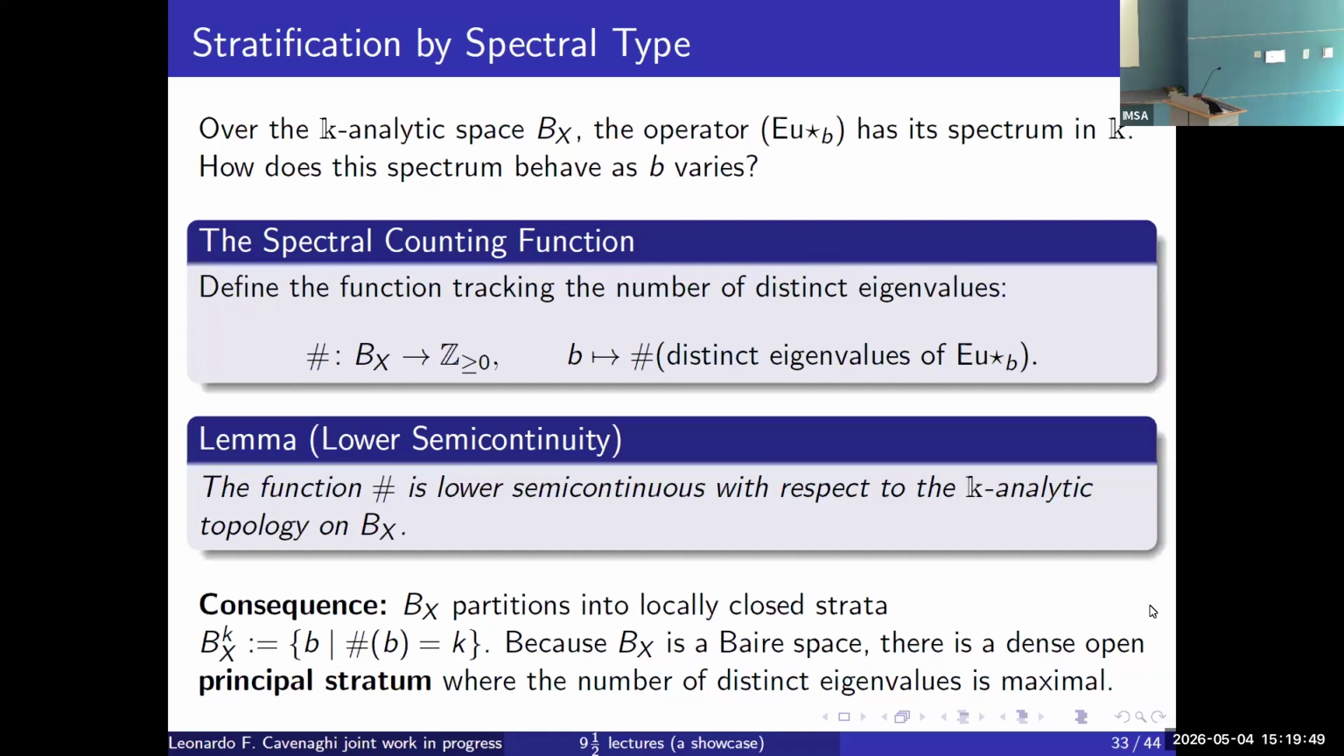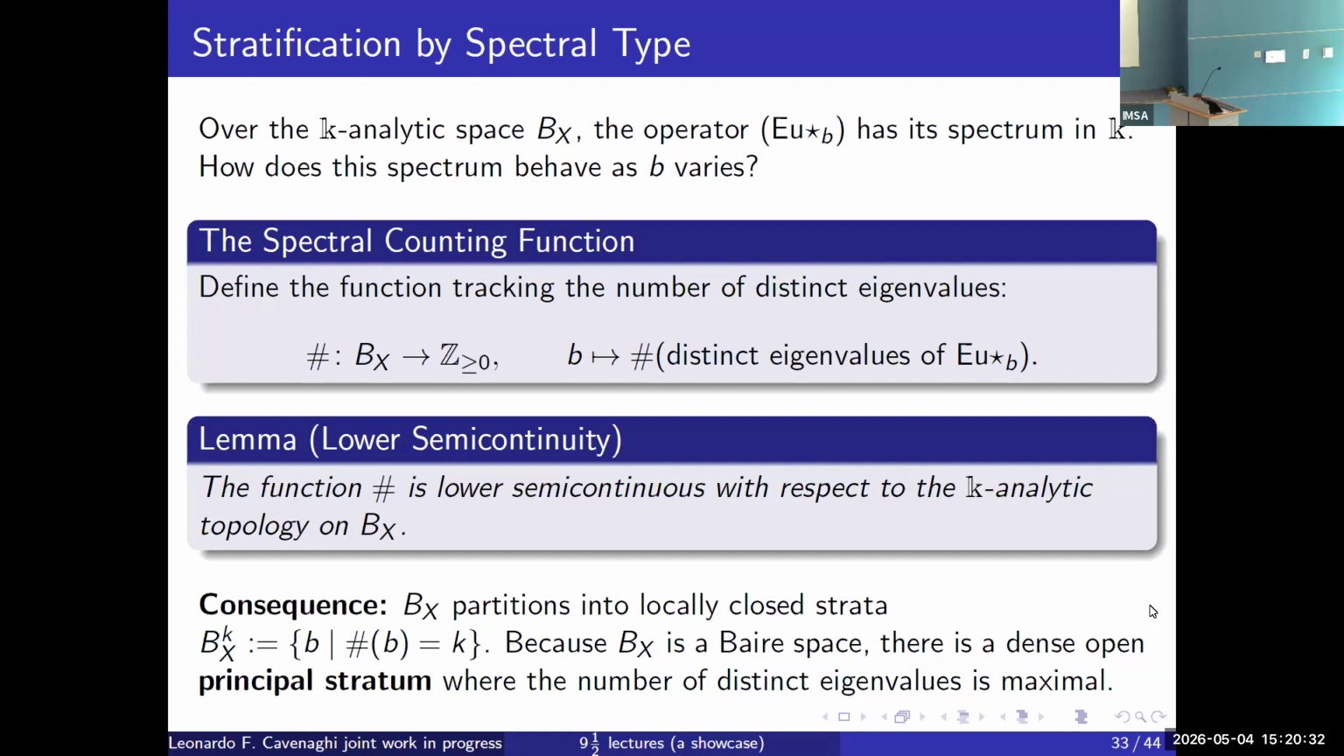Now what are you going to do? We know that you have this analytic space K, and we want to see this as a parameter space. We want to define some function on this. This is the function that will count the number of distinct eigenvalues for this multiplication. Now remember, in quotations, lemma: this function is lower semi-continuous with respect to the topology. In particular, we can show that we can partition this base space into strata by the corresponding assignments of the number of eigenvalues.